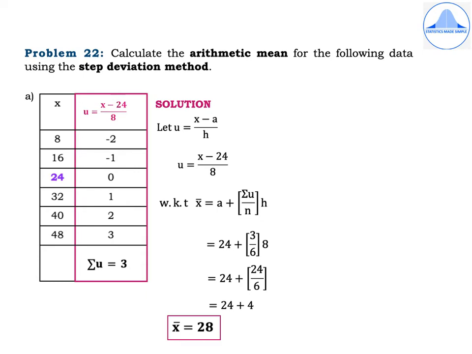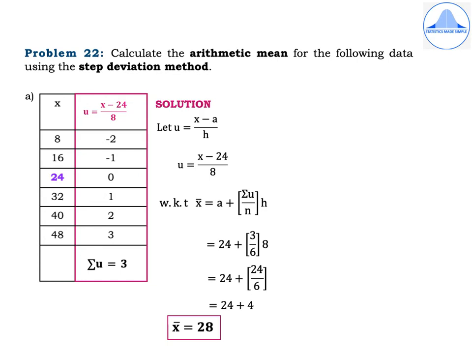So in the given table, I'll form the second column, which is highlighted in pink color, as u equal to x minus 24 divided by 8. Now take the first x value, which is 8. So 8 minus 24 will give minus 16. Minus 16 divided by 8 is minus 2. Similarly, 16 minus 24 is minus 8. Minus 8 divided by 8 is minus 1. In a similar manner, you get the remaining values as 0, 1, 2 and 3. And on simplification, we get summation u is equal to 3.